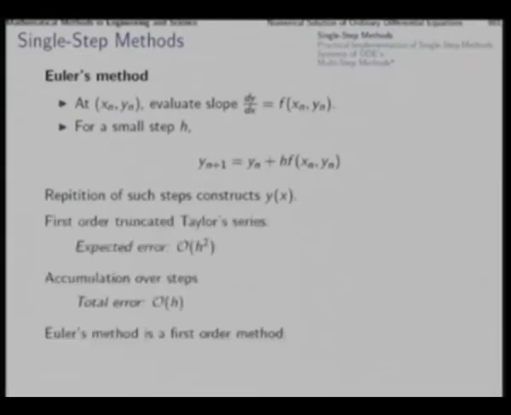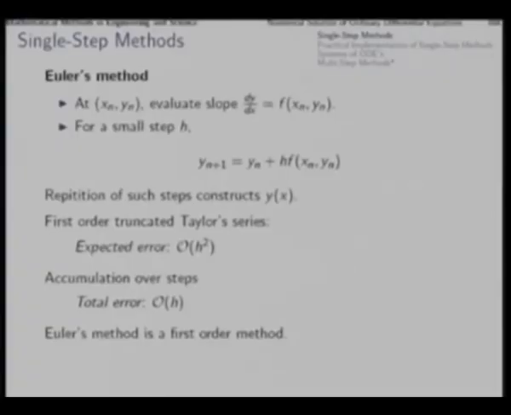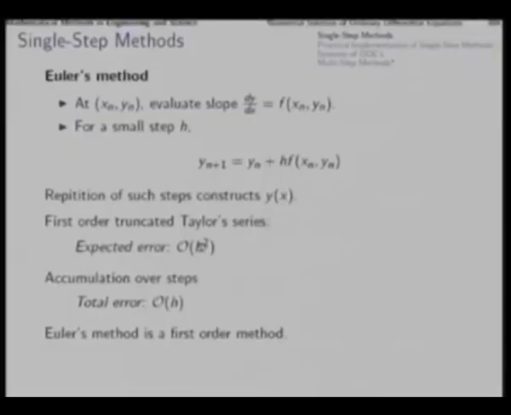Now, if we construct the first order truncated Taylor series of this function, then we will find that the expected error of this Euler's method turns out to be of second order, that is order of h square, because up to h we are actually retaining the change. So, from h square onwards there will be errors. So, the leading error term will be h square over every such small step.